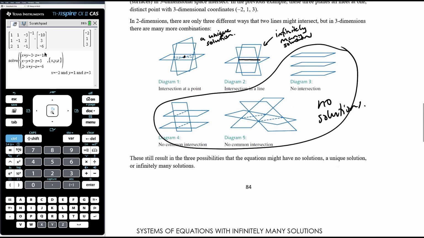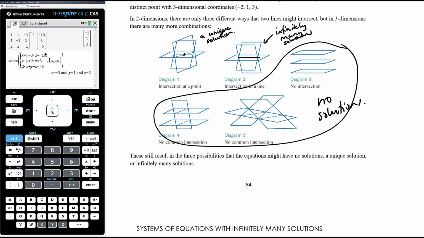Okay, and again, the infinitely many solutions and the no solutions are going to come from situations where our determinant equals 0 if we've set the equations up as a matrix equation. Okay.